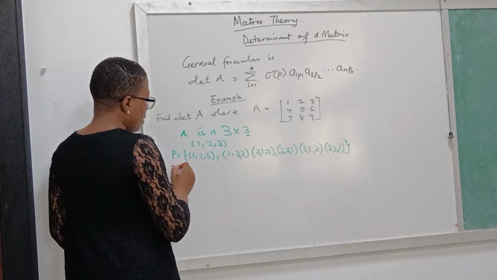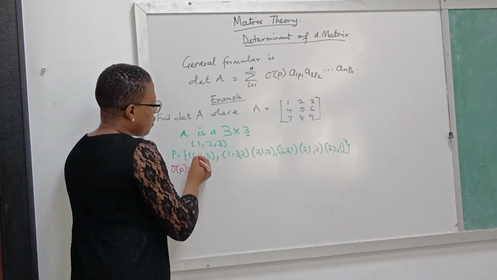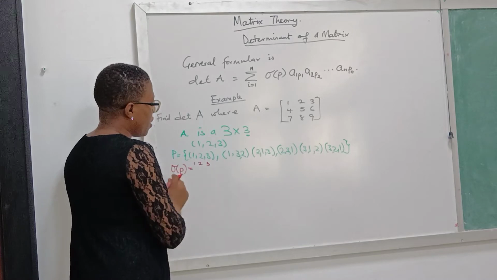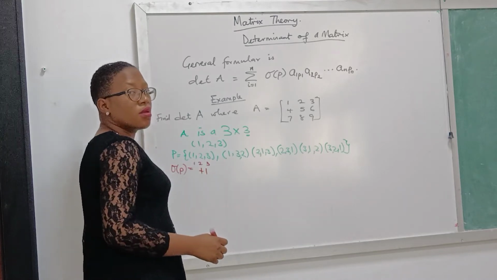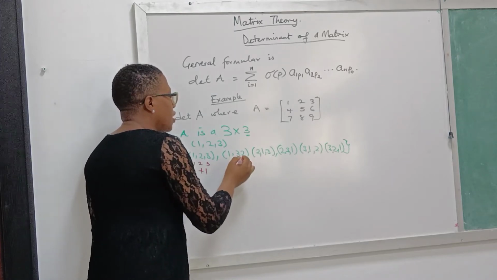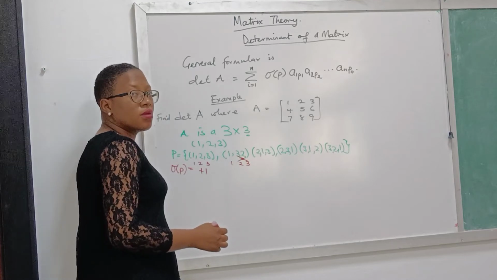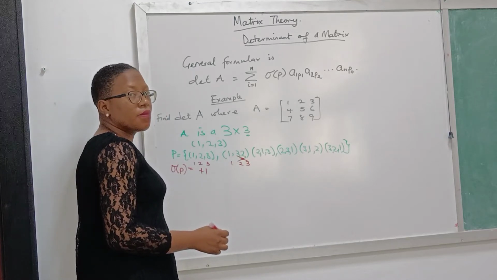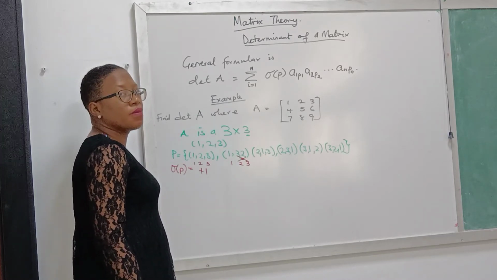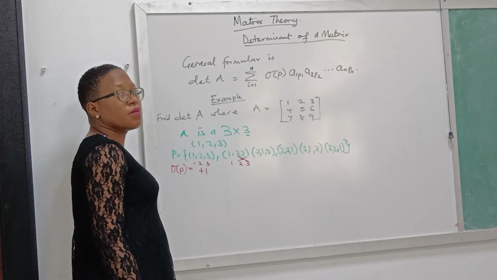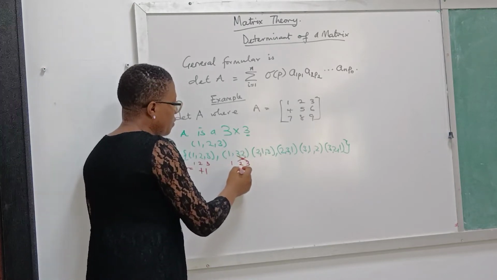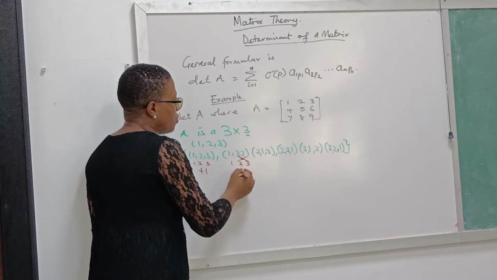So for the sign of P, considering 1, 2, 3, there's no rotation, so that's 0, which is even, right? So sigma of P will be plus 1. Then 1, 3, 2: I'm going to just swap these two. I have only one swap, so we have one swap, which will give me negative, right? This is odd, so minus 1.